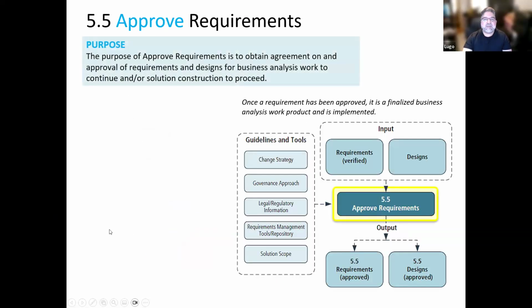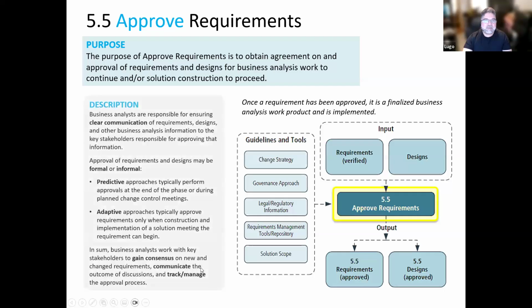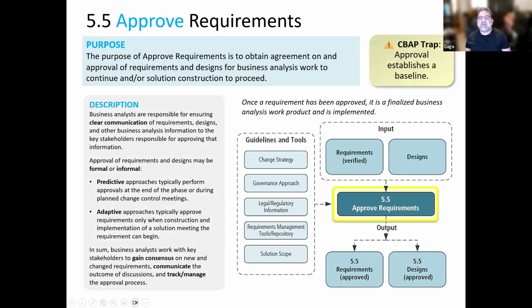So approving requirements is about obtaining agreement, as I mentioned. The approval of the requirements and designs may be formal or informal, with predictive being more formal, adaptive being more informal. In the end, it's all about gaining consensus on any new and changed requirements, communicating them, and then tracking and managing the approval process. In this case, something to think about is that the approval itself establishes the baseline for everything that gets done. Nothing starts until you get that approval, correct?